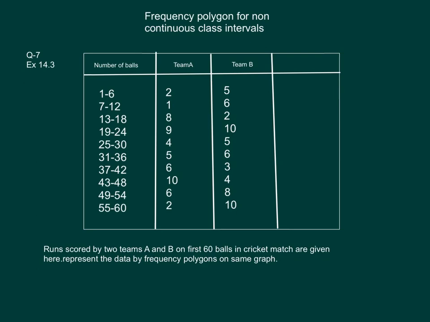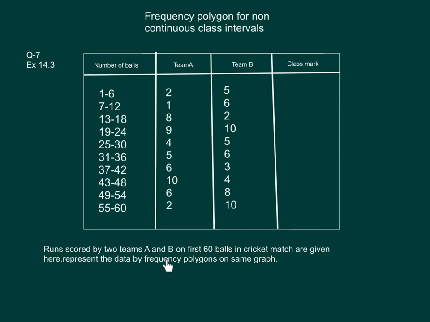We can see that there are gaps between the upper and the lower limit of two consecutive classes. For instance, first class starts with 1 and ends at 6, while the second class starts with 7 and ends at 12. So any value between 6 and 7 is not included in the data.